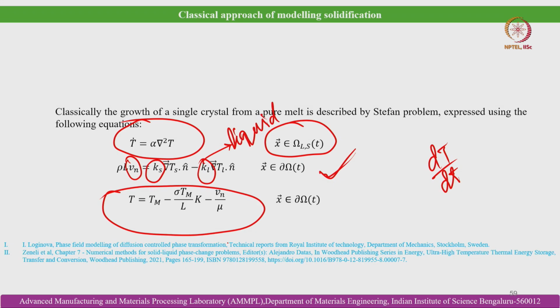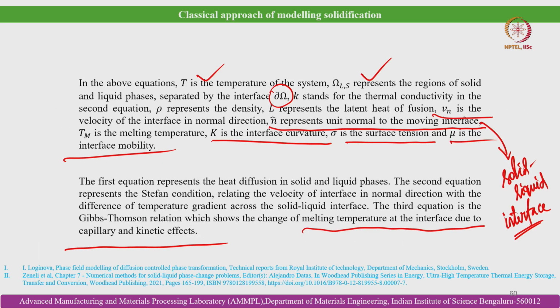So this is the change of melting temperature, as we know T_m is the melting temperature, and how it is changing at the interface due to the capillary and kinetic effects, where mu is the interface mobility, that is the kinetic coefficient, and sigma is the surface tension, which speaks about the capillarity.